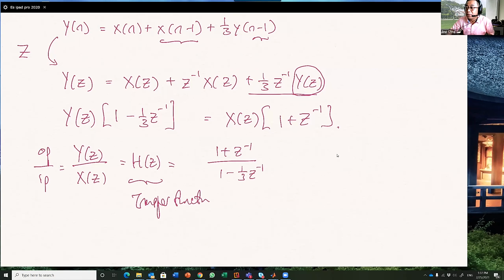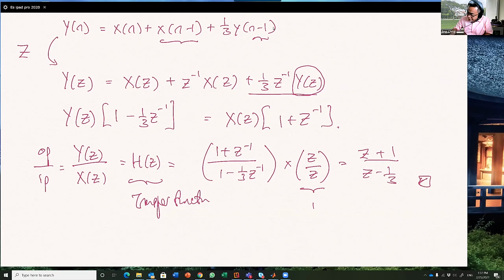Okay, so many students are stuck here. What happened is that you realize that in the lecture notes, we have positive powers of z. So all we are doing is multiplying the top and bottom by z, because z over z is 1. So we are changing nothing. So we get (z plus 1) over (z minus 1/3). And in fact, we are done with the transfer function.